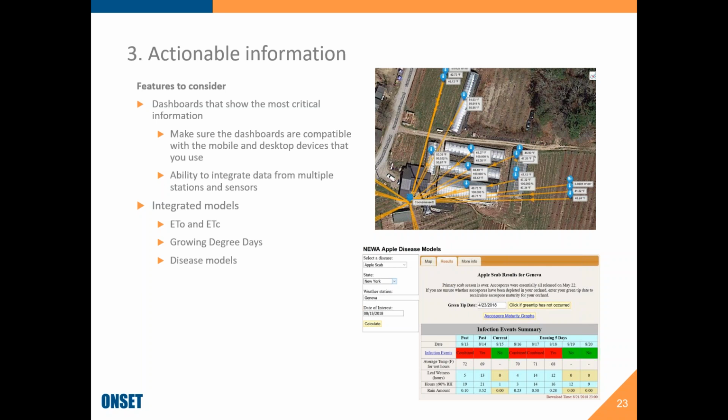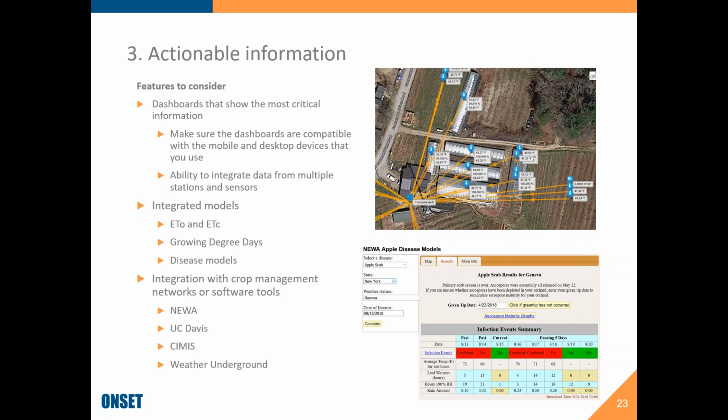And then disease models. I show a typical disease model in the lower right corner there. They'll typically tell you when the risk of disease is high. So when you're in a red zone, that's a time when you might need to spray because there's a high risk of disease. And green might say, okay, you're okay. So disease models can be very helpful.